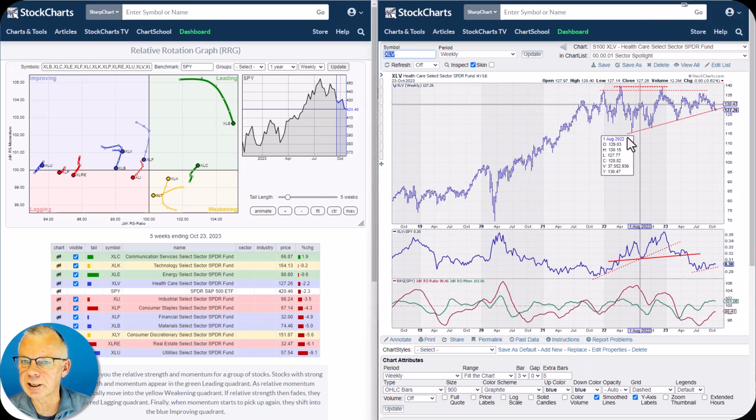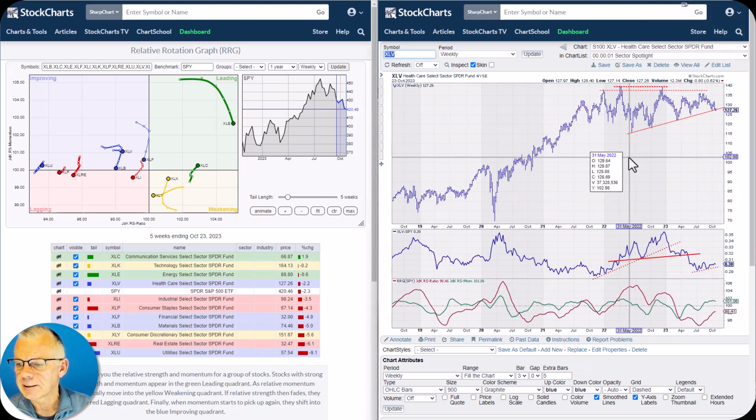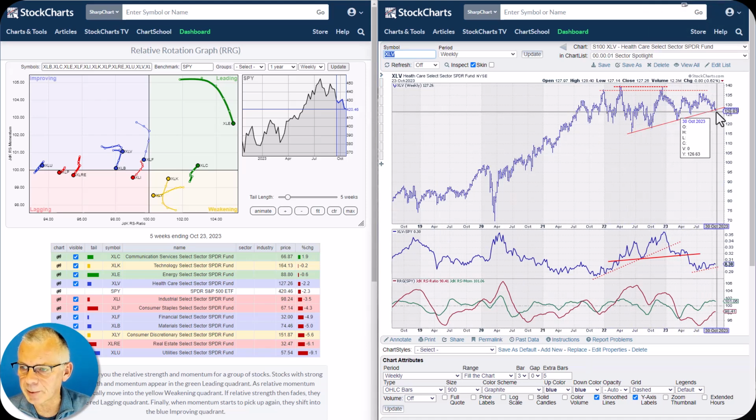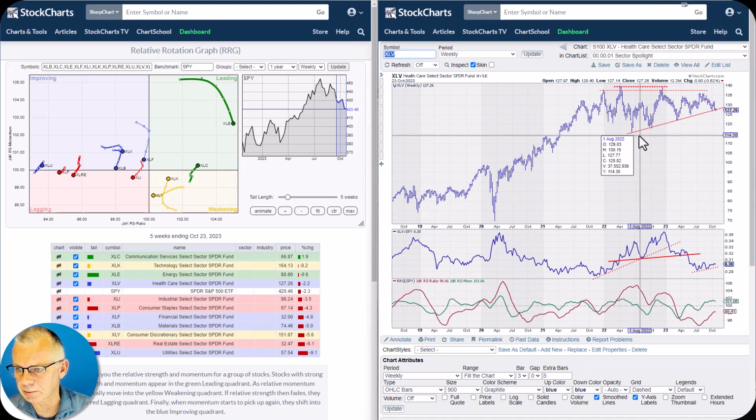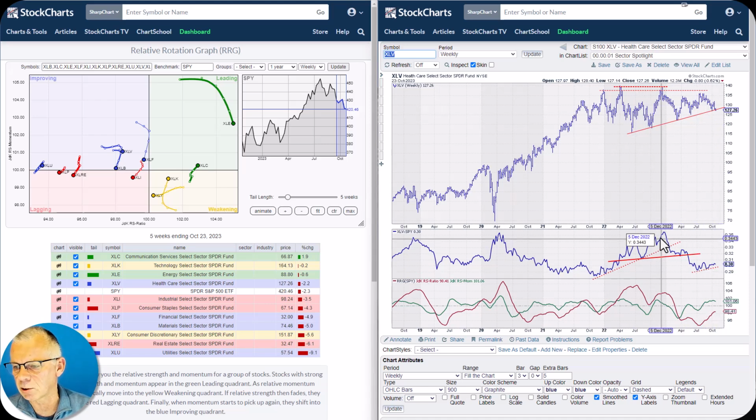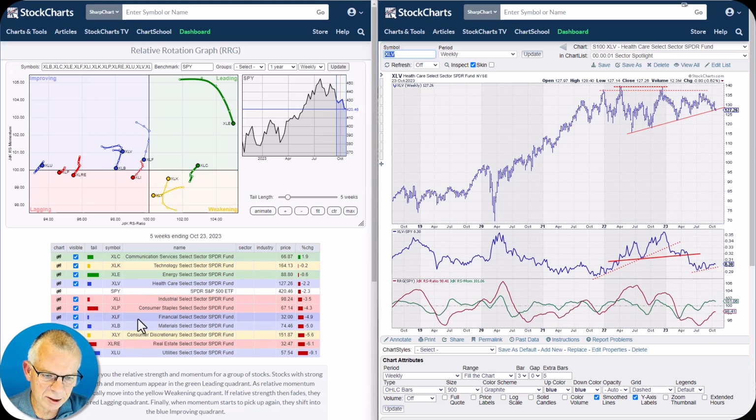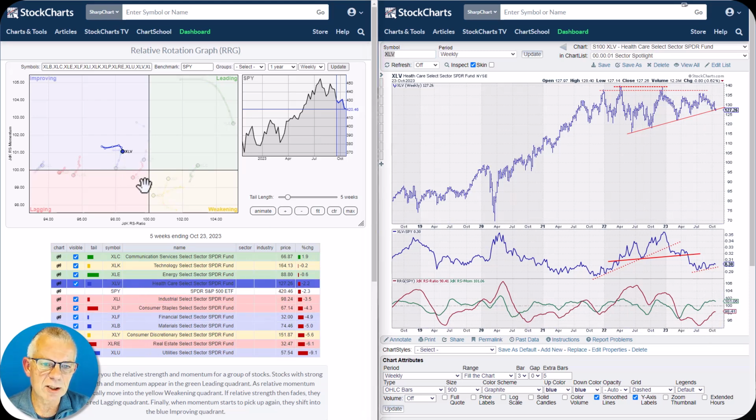And then finally, we have healthcare still holding up here, albeit marginally above this slightly rising support line. And the same goes for relative strength, although the bigger trend here is lower. And that's what you see in the RRG lines, and that's why XLV is positioned here inside the improving quadrant, but slowly rolling over as well.